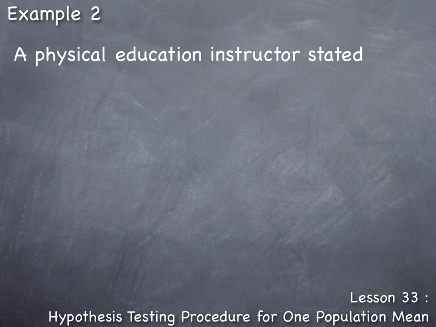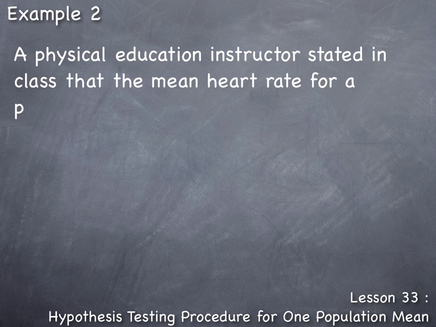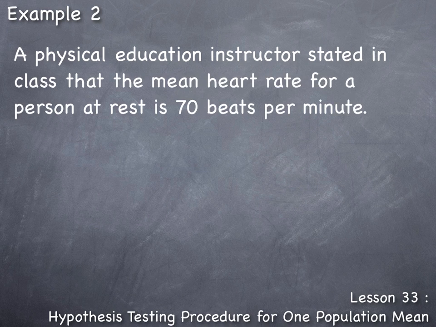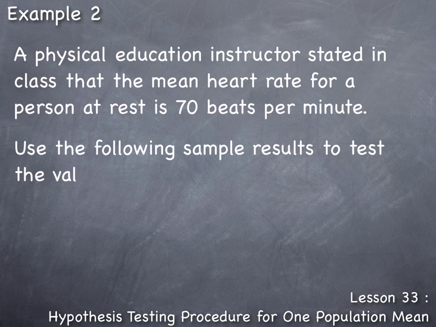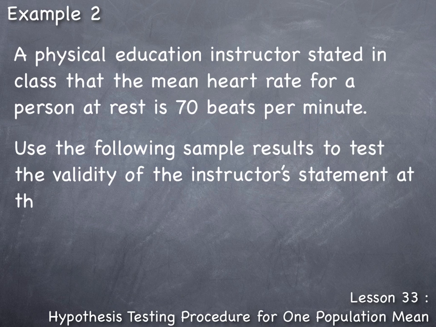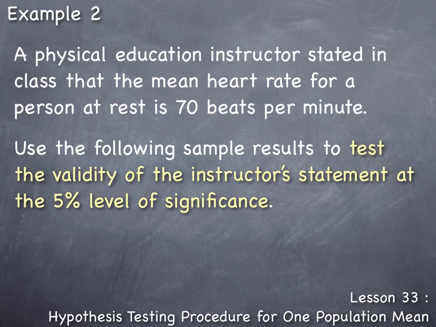A physical education instructor stated in class that the mean heart rate for a person at rest is 70 beats per minute. Use the following sample results to test the validity of the instructor's statement at the 5% level of significance. Well, in this example, we're going to test the validity of the instructor's statement at the 5% level of significance. Thus, we'll be conducting a hypothesis test procedure using alpha equal 0.05.